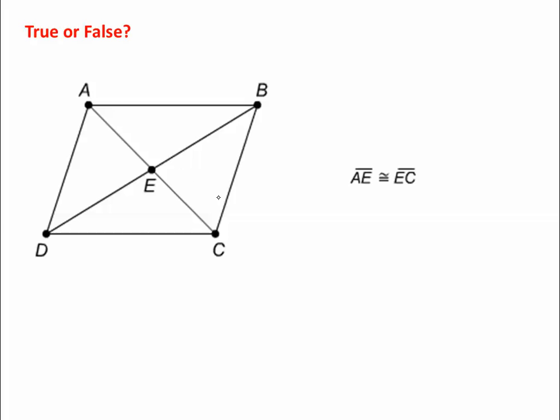Okay, here we got a true or false. Is AE congruent to EC? So AE to EC. Now on that one, we can say true. And the reason is because one of the properties of a parallelogram says that the diagonals bisect each other.